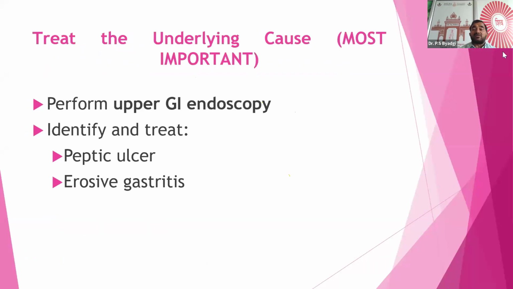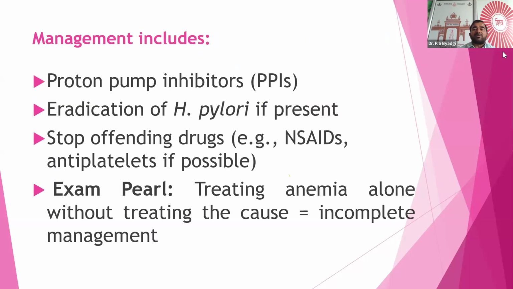Treat the underlying cause, which is most important. If it is because of peptic ulcer disease, treat the peptic ulcer disease first. If it is because of H. pylori, eradicate that H. pylori. If it is erosive gastritis, treat that. The cause should be eradicated. If the patient is on a proton pump inhibitor, eradication of H. pylori is very important. And stop the offending drugs, like clopidogrel, warfarin, NSAIDs, and aspirin, which I already mentioned. These are all the drugs.